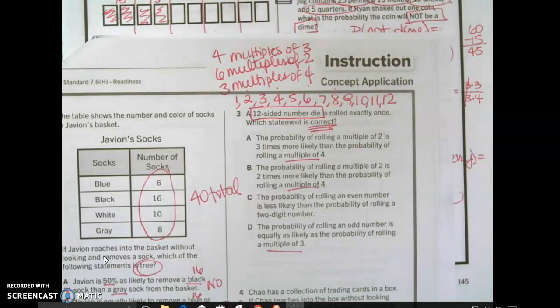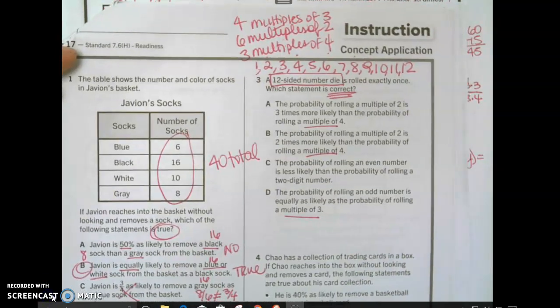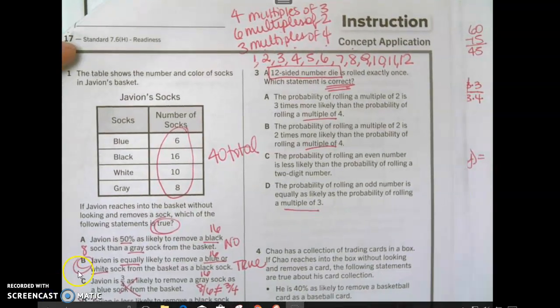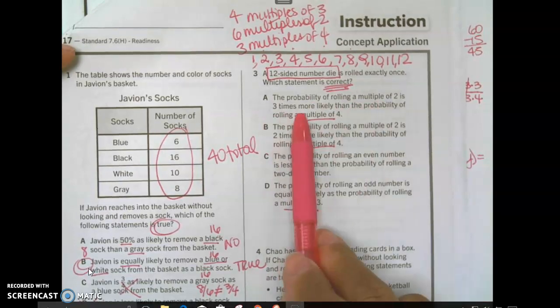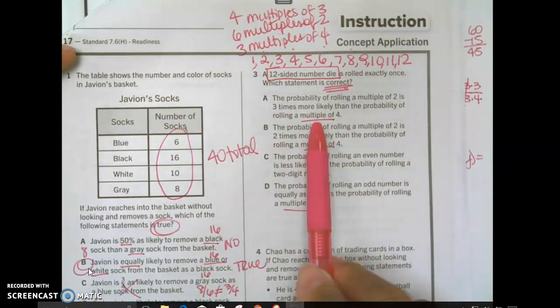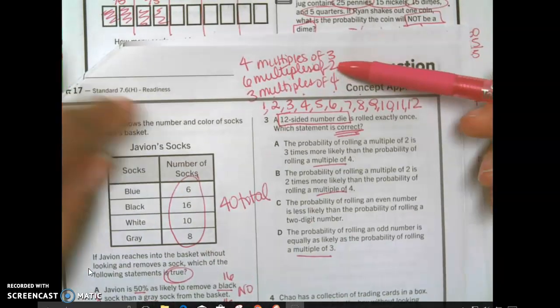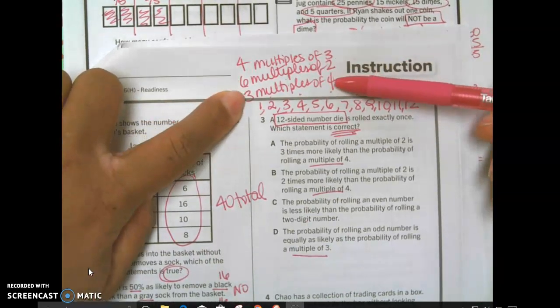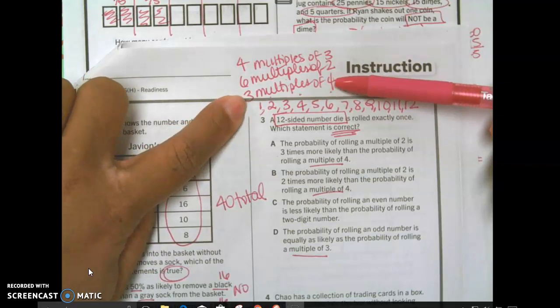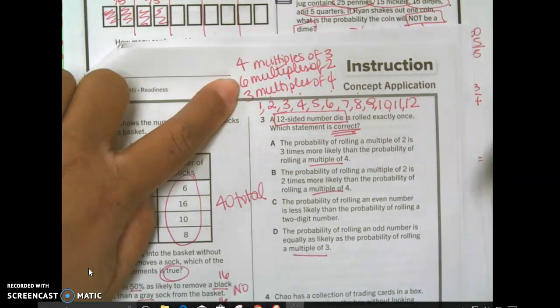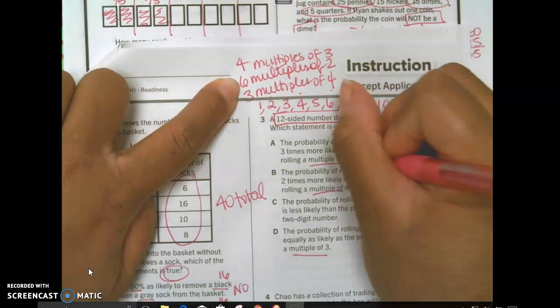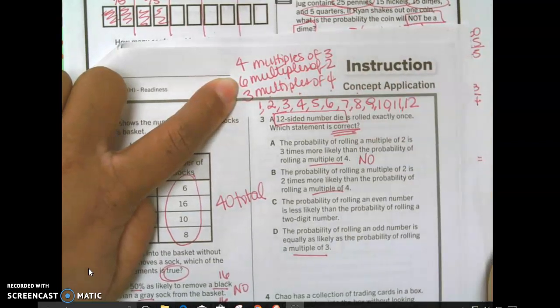Okay, write this down. So let's look at the answers and figure out what's correct. The probability of rolling a multiple of 2 is 3 times more than the multiple of 4. So look at the multiple of 2. There's 6 of them. And 3 times more the multiple of 4. How many multiples of 4 are there? 3. What's 3 times 3? Is this answer 9? No, I don't have 9 multiples of 2.